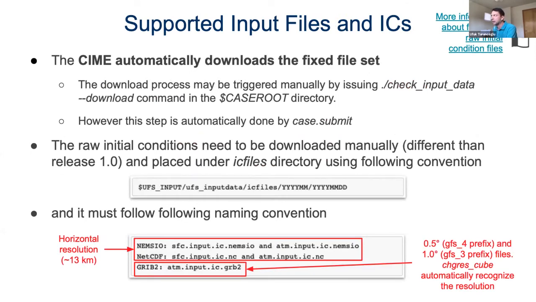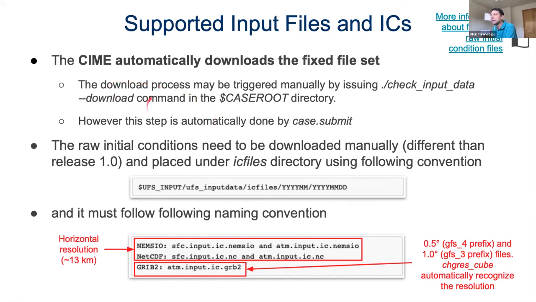Another important thing is that the UFS application supports three different types of data. You can use NEMSIO, NetCDF, and GRIB2. I just want to mention that GRIB2 is the default one. So if you want to use GRIB2, you don't need to worry about that.